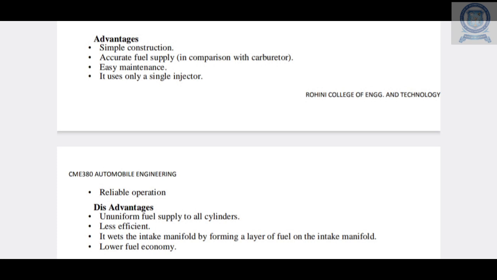Now we can see the disadvantages. Non-uniform fuel supplied to all cylinders, less efficiency. It wets the intake manifold by forming a layer of fuel on the intake manifold. Low fuel economy.